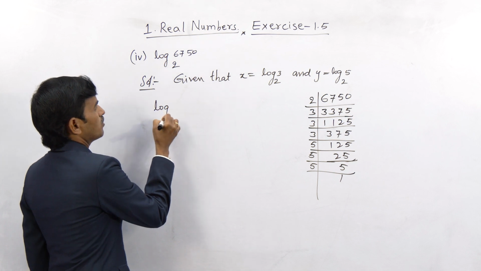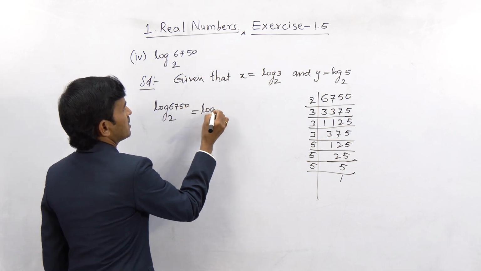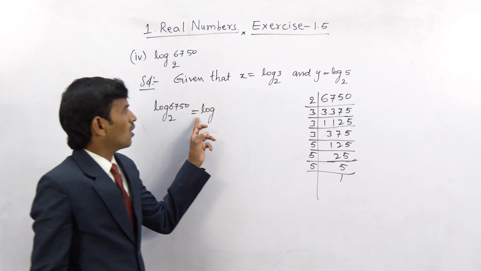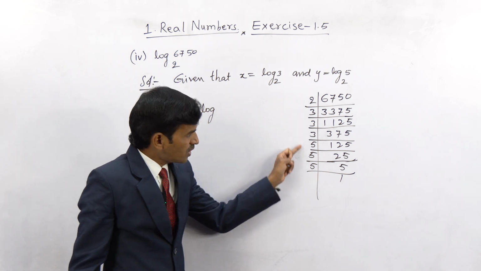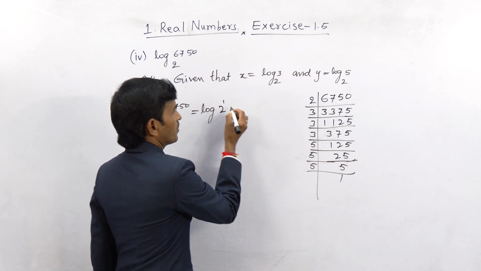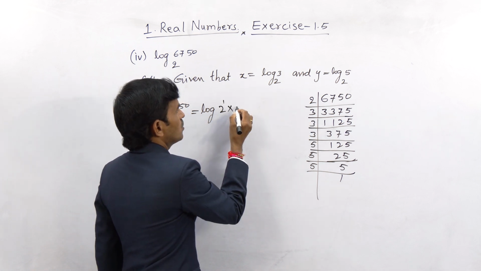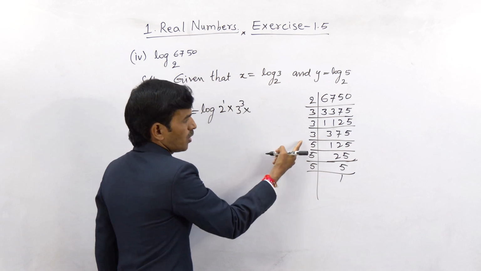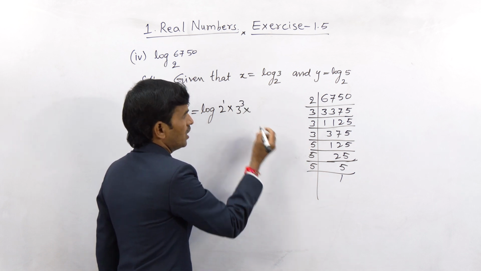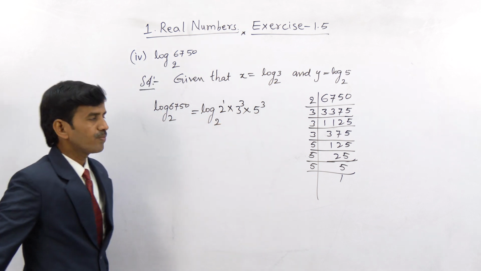Therefore, the logarithm of 6750 to the base 2 can be written as the log of this product of prime factors. So here 2 is repeated how many times? 1 time. 3 is repeated how many times? 1, 2, 3, so 3 power 3. 5 is repeated how many times? 1, 2, 3, so 5 power 3, to the base 2.